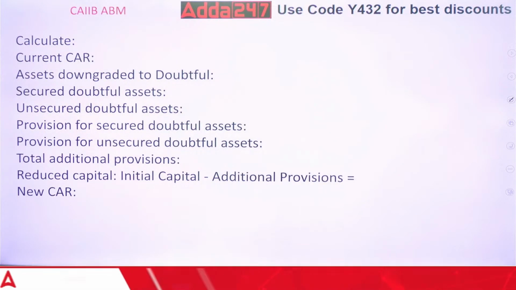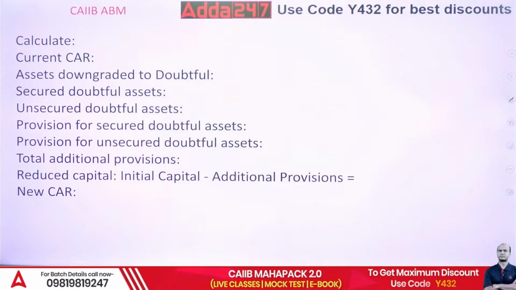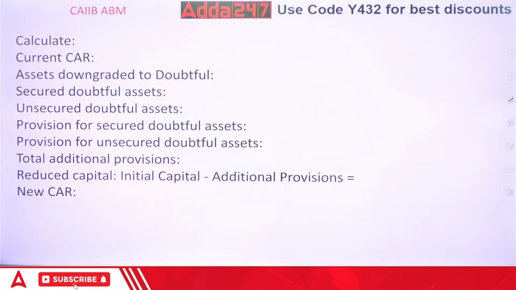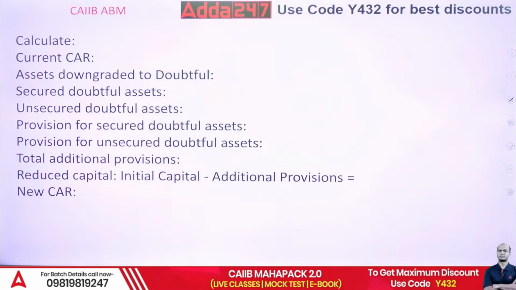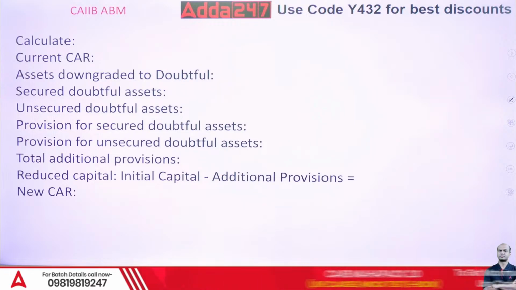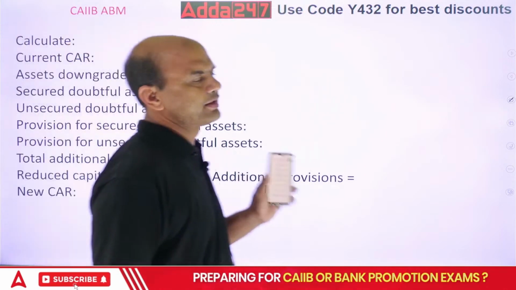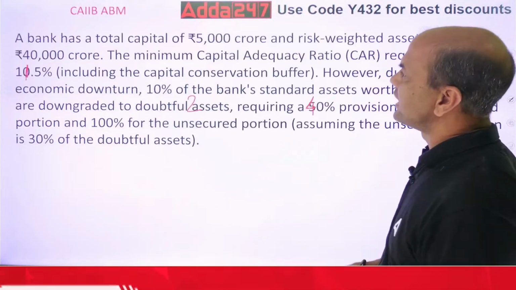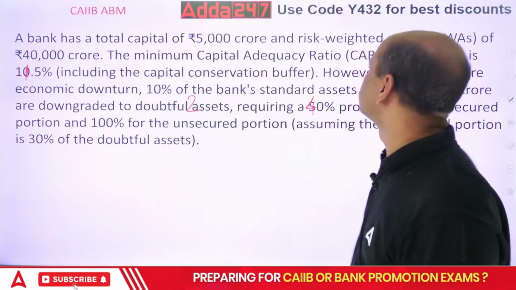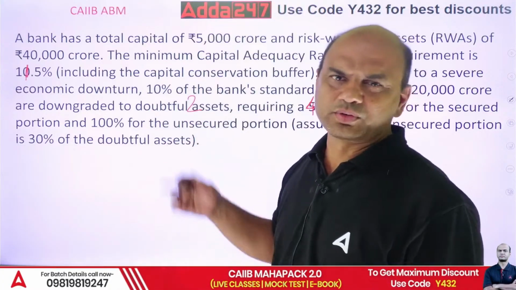First, the current CAR. What is my current capital adequacy ratio? What is the formula for CAR? Capital upon RWA. What is my capital? 5,000. What is my RWA? 40,000. Simple. So 5,000 upon 40,000. Do it, everyone. We'll do it fast now.